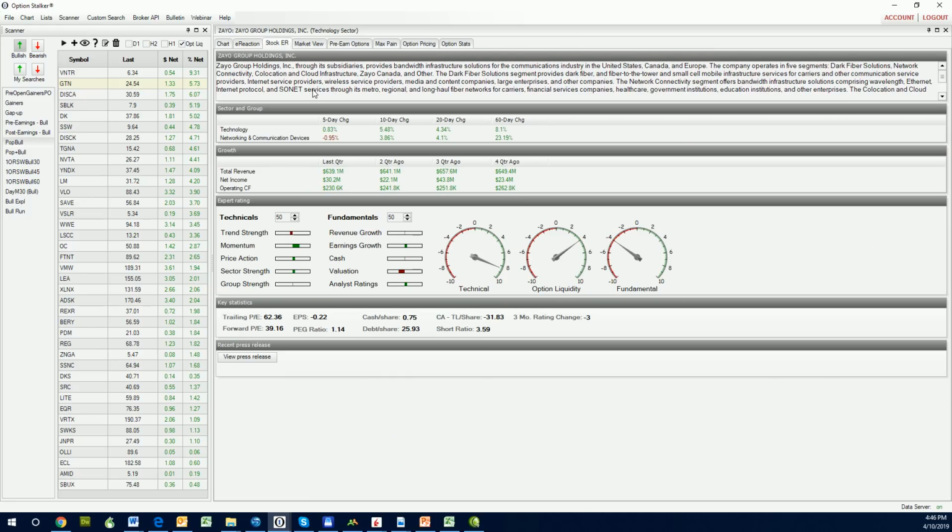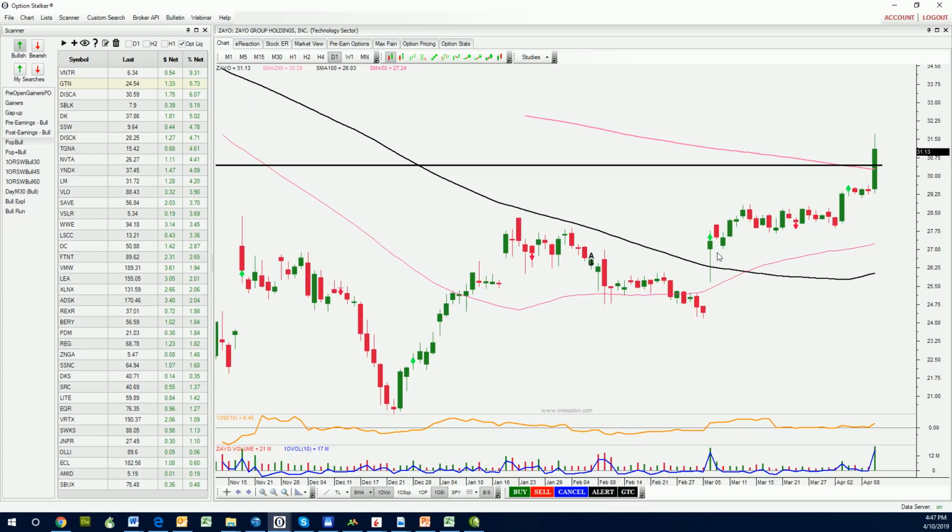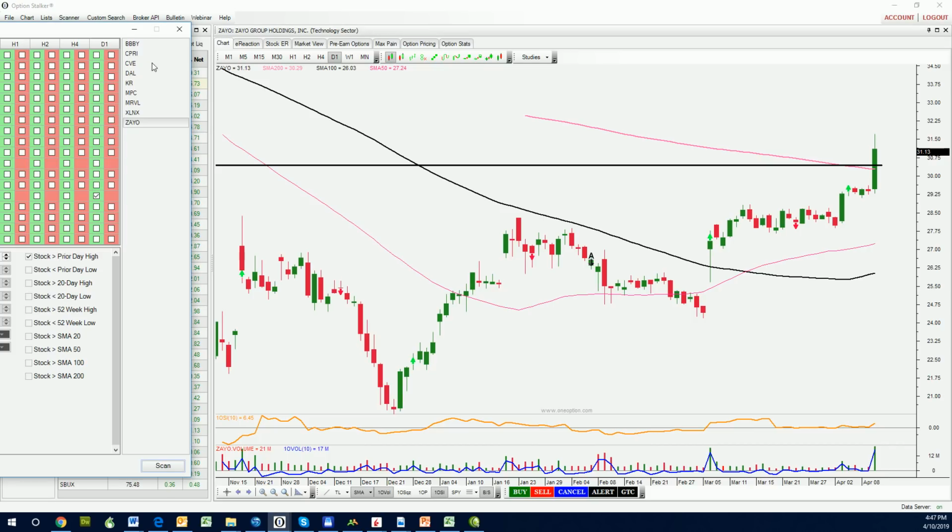And take a look, broad bandwidth infrastructure solutions. So they're in the communications industry. I like it. I'm going to go back and I'm going to widen our search just a little bit to see if I can pull in a few other candidates in here.